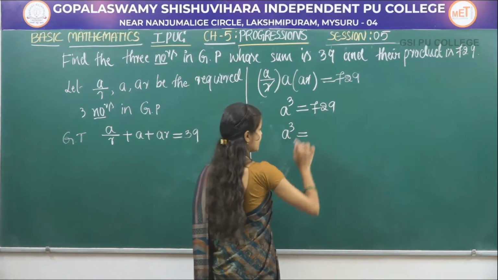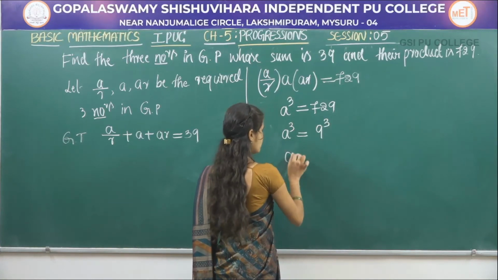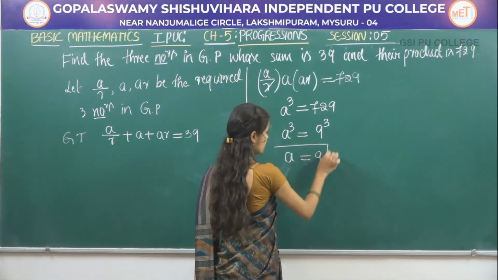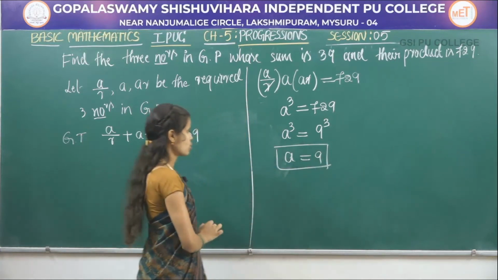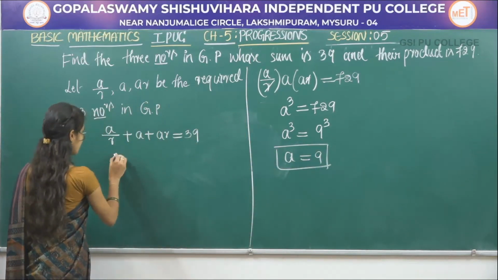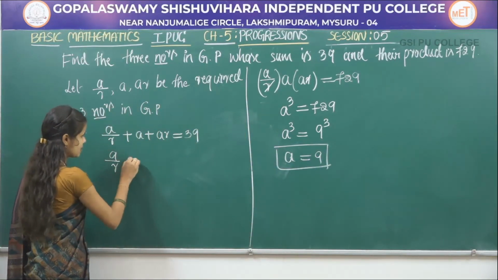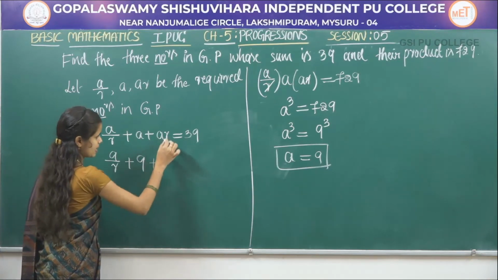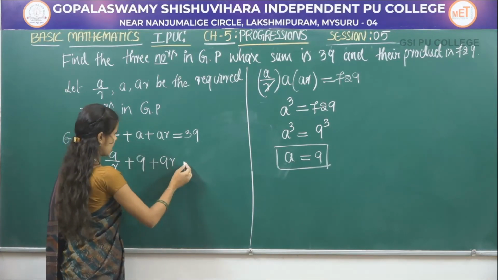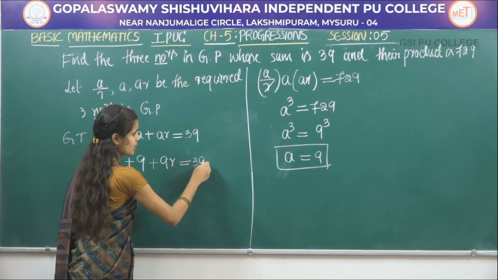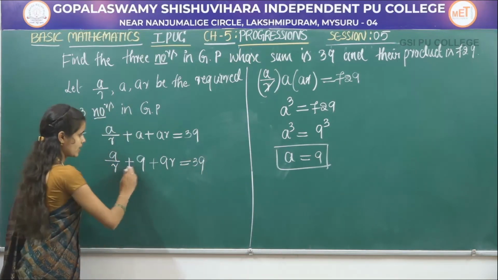So a cube is equal to 729. This can be written as 9 cube. Therefore a is equal to 9. Now substitute in the sum condition: 9 by r plus a means 9 plus 9 into r, 9r, is equal to 39.